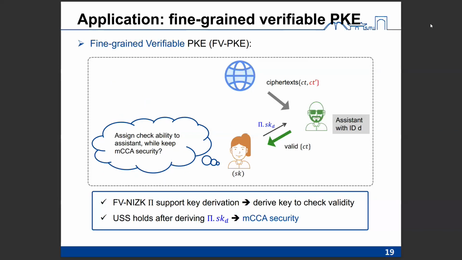And as for the second application, similarly, Alice wants to assign her checkability to the assistant while keeping the MCCA security at the same time. Now Alice can just derive a secret key to her assistant, and since FV-NISC supports key derivation, Alice can do it. And meanwhile, USS still holds after deriving several secret keys, and that means MCCA security is guaranteed even against the assistant.